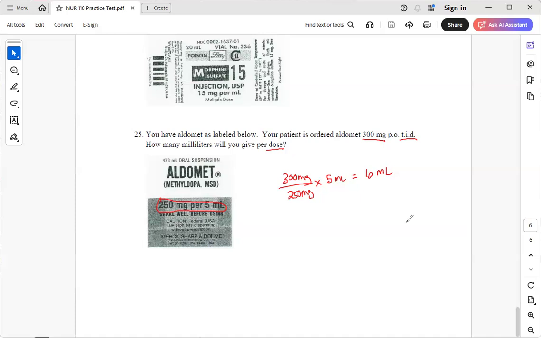Follow your rounding rules. If it's a number greater than one, and we're not doing a metric to metric conversion, round to the nearest tenth. If it's a number less than one, round to the nearest hundredth. Again, the exception to that is when you're doing a metric to metric conversion.